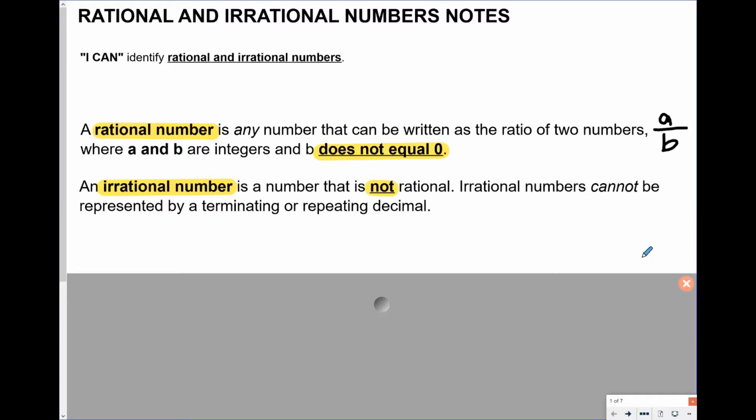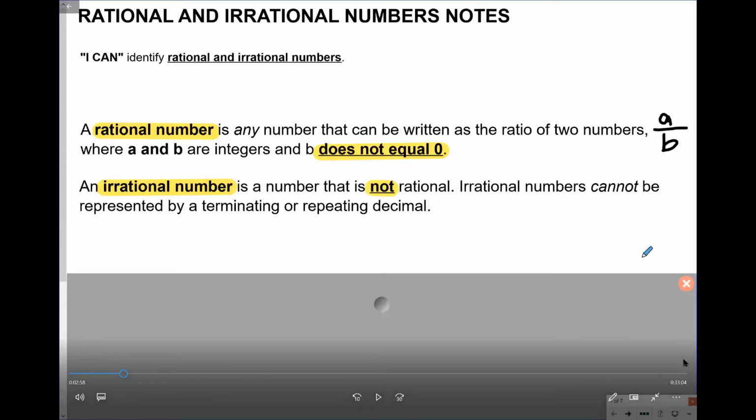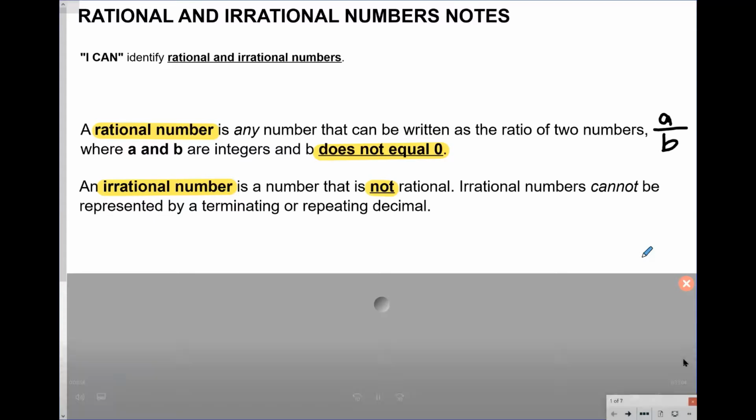So copy this down, and reference back to those notes from the first week where I covered repeating and terminating decimals, because like I mentioned, irrational numbers cannot be represented by terminating or repeating decimals. And like I said, I'm going to show you the examples. Okay, copy it, and underline. If you don't have a highlighter, underline what I have highlighted.